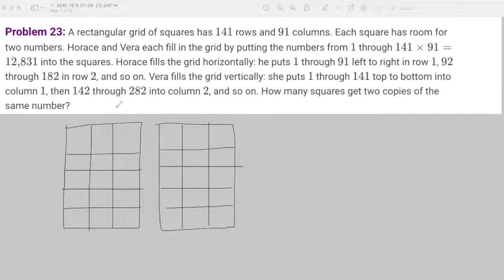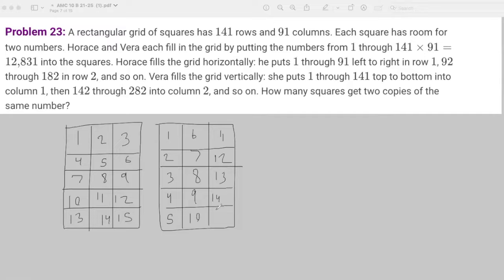So what is Horace going to do? Well, Horace fills the grid in horizontally. So he writes in 1, 2, 3, 4, 5, 6, 7, 8, 9, 10, 11, 12, 13, 14, 15. And Vera writes them in vertically. So 1, 2, 3, 4, 5, 6, 7, 8, 9, 10, 11, 12, 13, 14, 15.